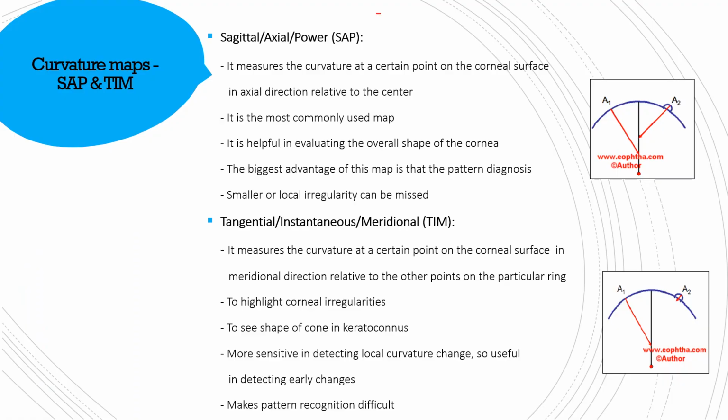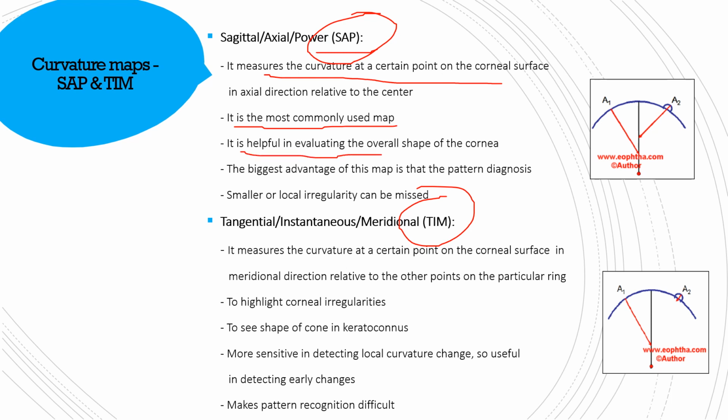Now, what's the difference between the SAP map and the TIM maps? SAP map or sagittal or axial map, it measures the curvature at a certain point of the corneal surface. It is the most commonly used map. It is helpful in evaluating the overall shape of the cornea, and the biggest advantage is the pattern diagnosis, which we discuss in lecture 1.5.